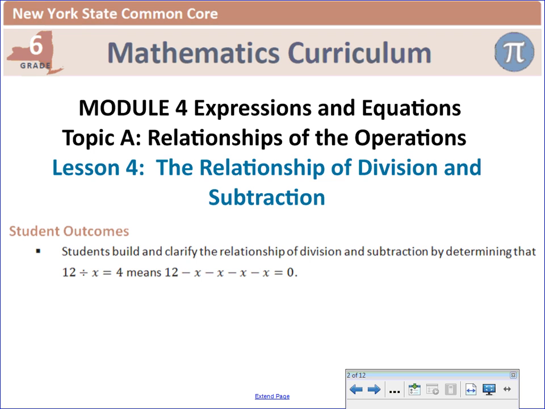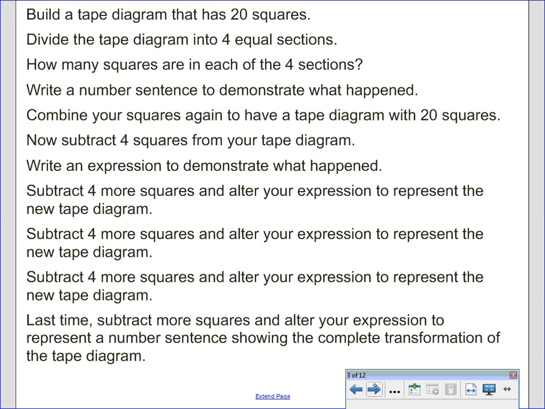Okay? So right now on your desks you have a cup with squares for tape diagrams. Line them up and make a tape diagram of 20 squares. Okay, so you have your tape diagram, 20 squares across. The next step, divide the tape diagram into 4 equal sections. You might have to do some guess and check to see how many squares would belong in each section. We need 4 groups that have the same amount of squares in each one.